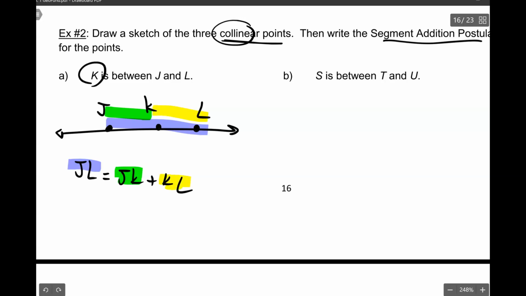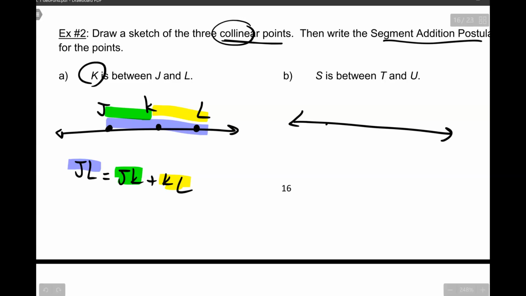So the whole length, JL, you see in the blue, is going to equal JK, this segment, plus KL, the yellow. Right? A long Duplo block is the same as if I put 2 small Duplo blocks together next to each other. So the parts equal the whole. So I have Duplo blocks. You do. Let's do the next one.